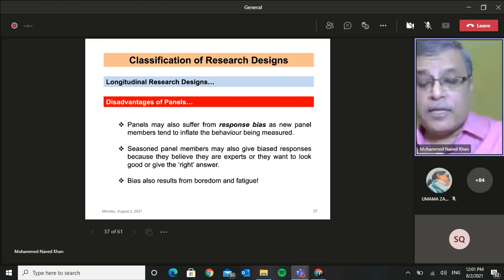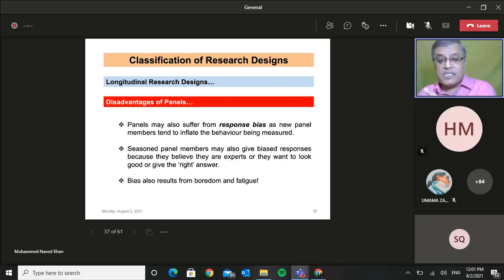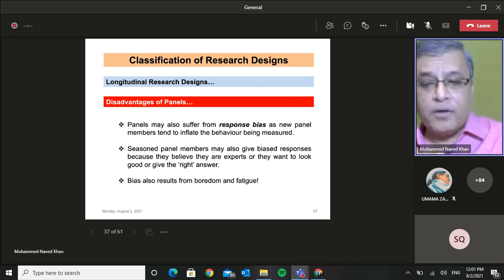Then another thing is that bias may also result from boredom and fatigue on the part of the respondent. I keep repeating that we have to see to it that the questionnaire or the research instrument which we are using should not be lengthy. It should not make the respondent bored. It should not make the respondent fatigued when they are giving us responses.